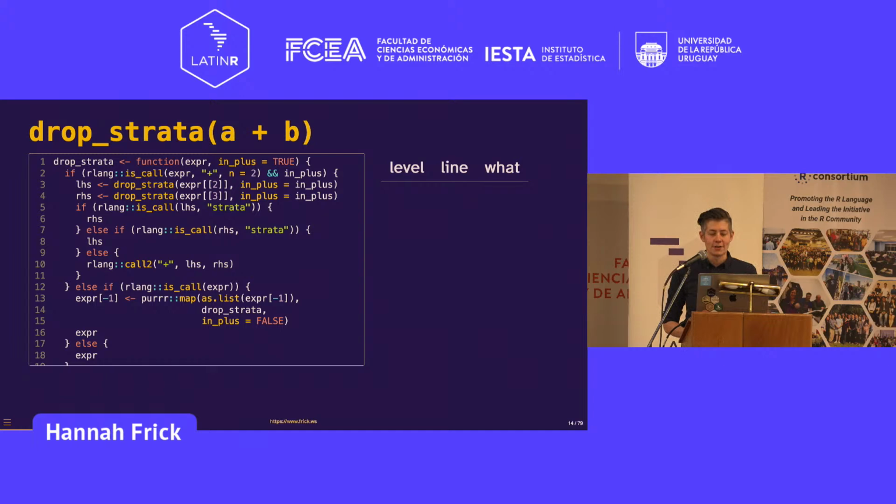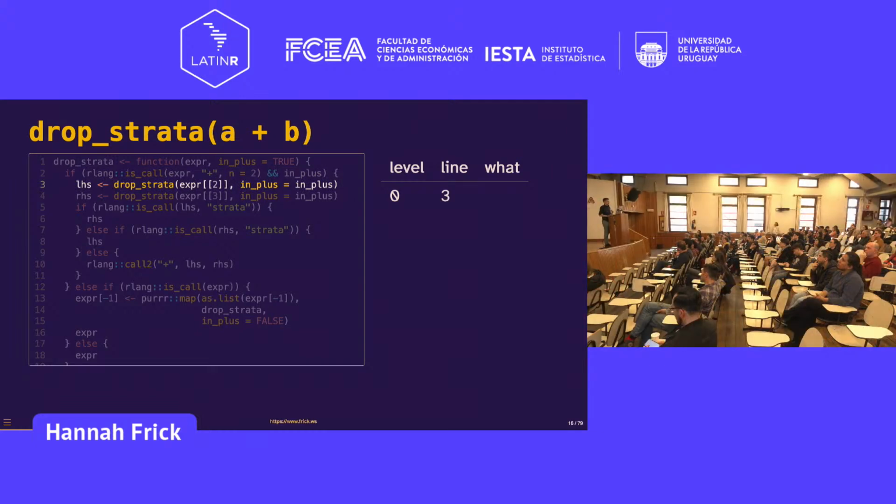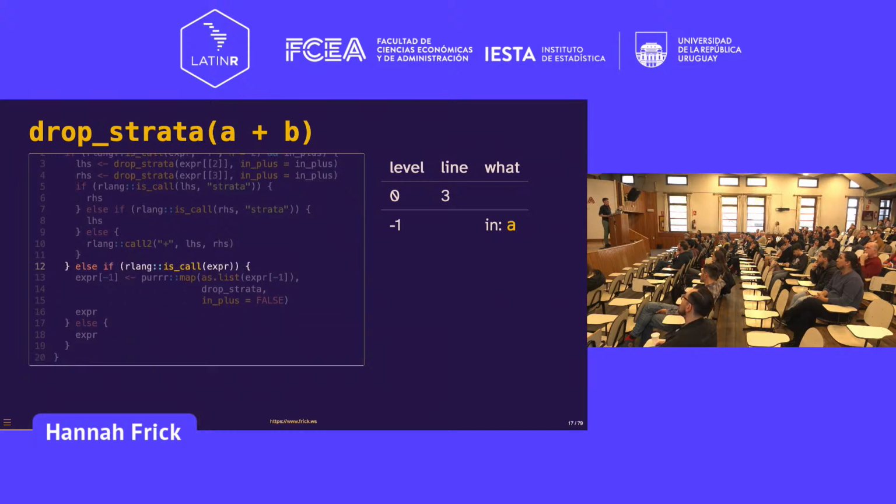And the other thing we're going to do is keep track of how many levels down we are, right? So in here, the first time we're dipping into drop strata, we're at level 0. And A plus B is indeed a call. It's even a plus call. So we're going to go in here, and we're going to call drop strata. So I'm going to make a note. Okay, we're on line 3, and now we're going to go in. And that means the thing that we put in was expression, the second part, which was the A. That is not a plus call. It is not a call either.